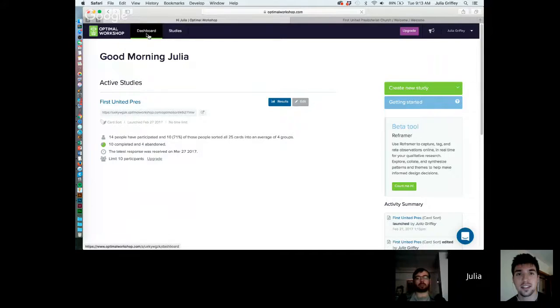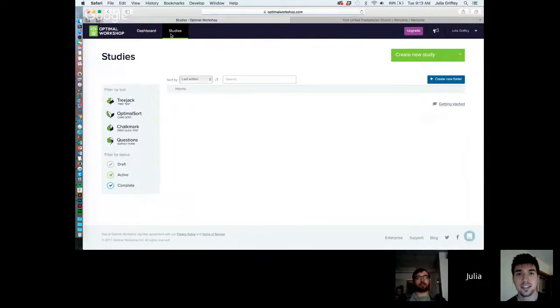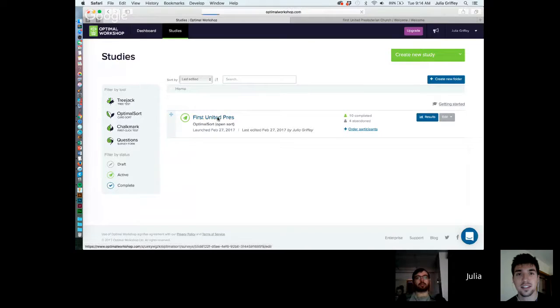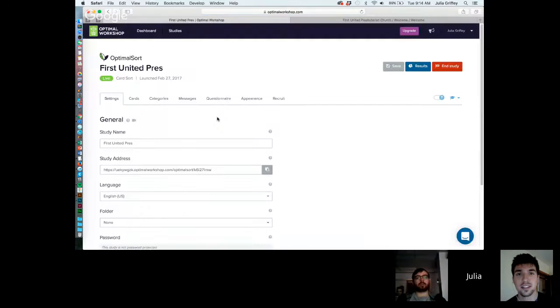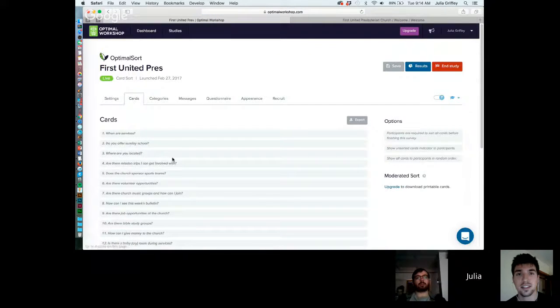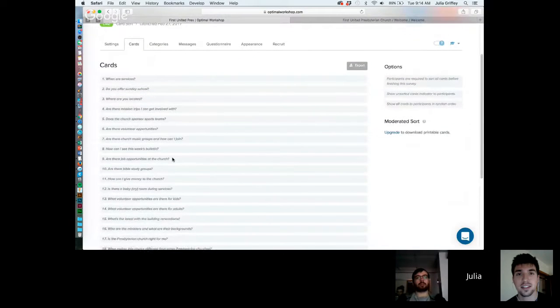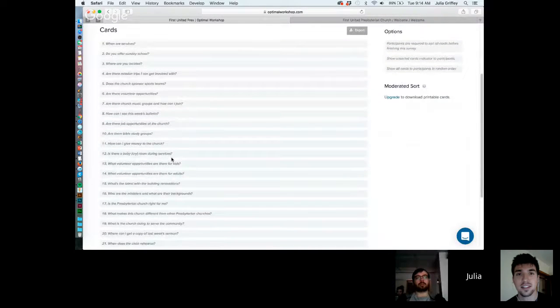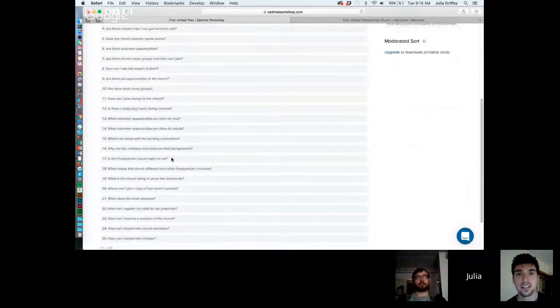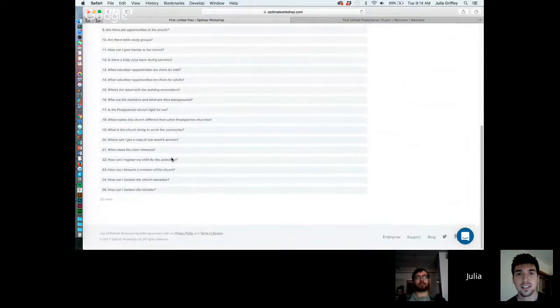Let me see, and I don't know this software all that well, so I'm playing with it a little bit too. This is my First United Pres study. I want to show you my questions first. Here are my cards. Mentor services, do you offer Sunday school? Where are you located? Are there mission trips I can get involved with? Does the church sponsor sports teams? Blah, blah, blah.